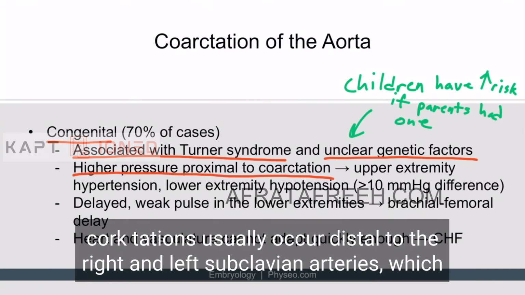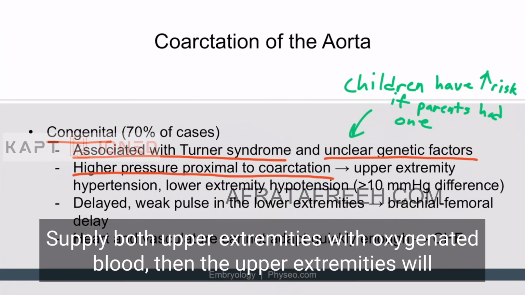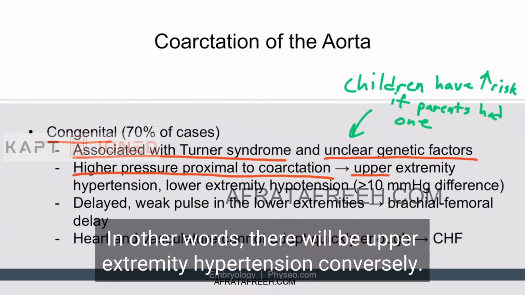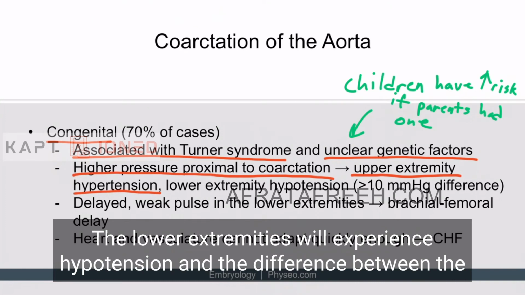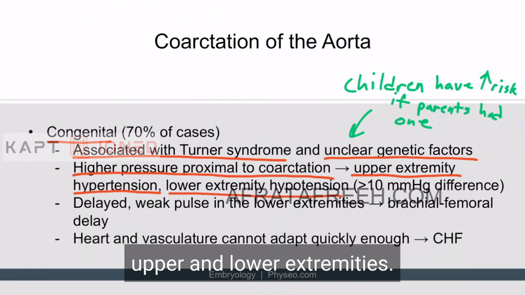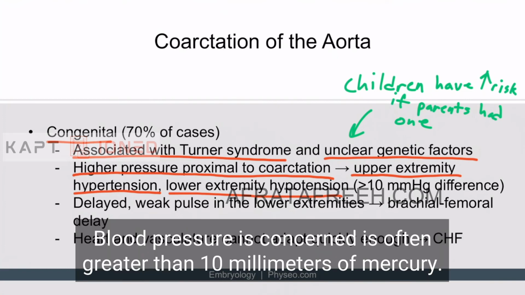And since coarctations usually occur distal to the right and left subclavian arteries, which supply both upper extremities with oxygenated blood, then the upper extremities will have higher pressure. In other words, there will be upper extremity hypertension. Conversely, the lower extremities will experience hypotension. And the difference between the upper and lower extremities, as far as systolic blood pressure is concerned, is often greater than 10 millimeters of mercury.